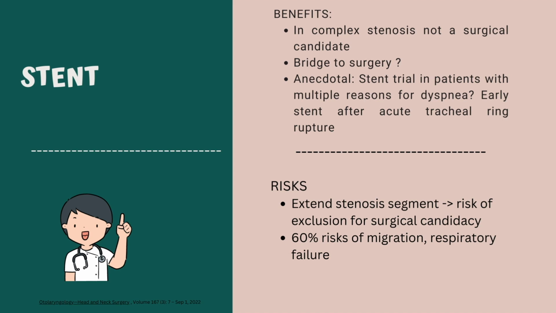There is also a lot of risk for migration and respiratory failure, because the trachea, especially the upper trachea, is a very mobile structure and it can extend and flex. The angle of the trachea in the upper part is also not straight. In fact, it's flexed anteriorly and the stent is very straight. So there is a significant risk of migration with a stent being placed, and we have to be careful about that.